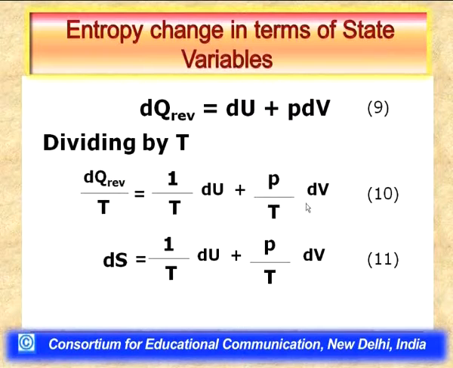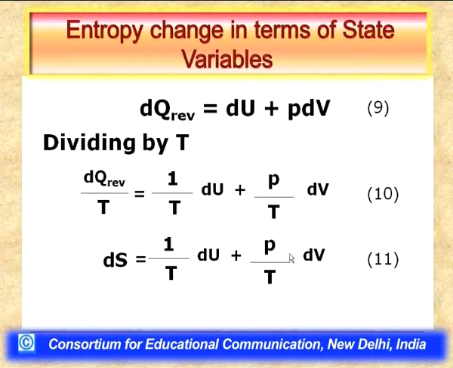Now, if you notice, what is on the left hand side? dq reversible by T, what is it? It is dS, the infinitesimal change in entropy that comes from the second law of thermodynamics. So, we substitute that, and here in equation 10, what we get is equation 11, where it relates the change in entropy of the substance with the change in internal energy and the change in volume.